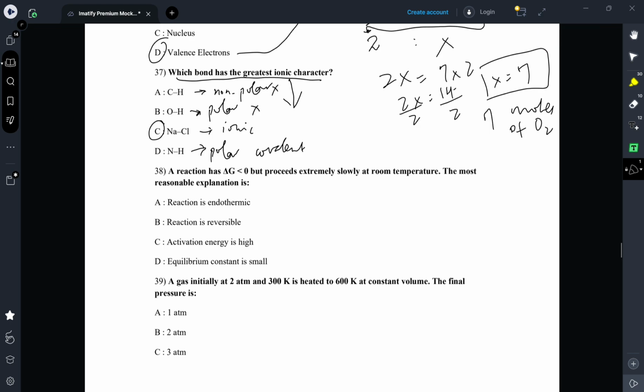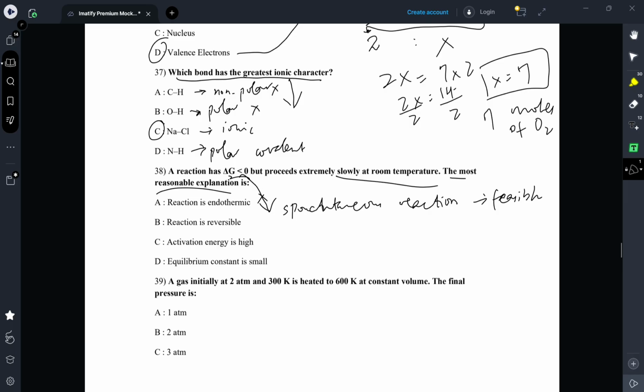A reaction has delta G less than zero, but proceeds extremely slowly at room temperature. So what does this mean? Whenever delta G is less than zero, it means that it is a spontaneous reaction. Okay, it is a feasible reaction. But still, even if it is a spontaneous reaction, it is occurring at an extremely slow rate at room temperature. The most reasonable explanation is: the reaction is exothermic.